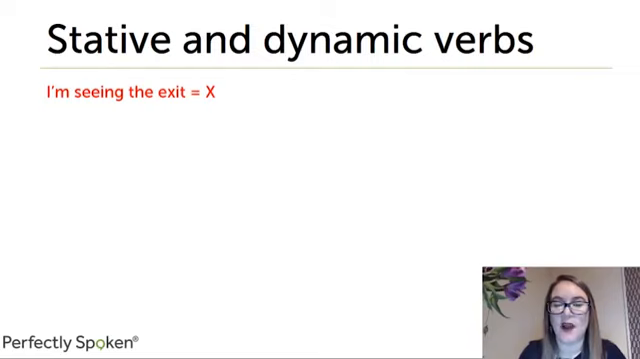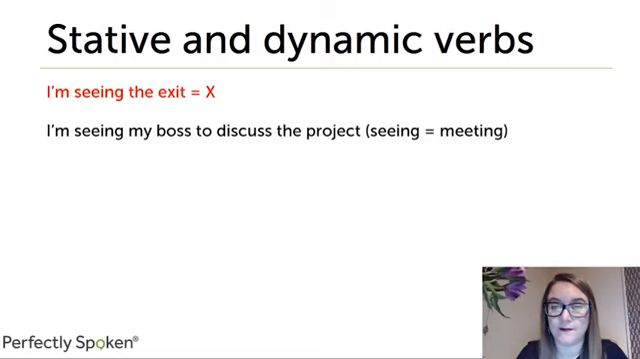Okay, so I'm seeing the exit. This is incorrect. Here, see is using your eyes. We don't use it in a continuous tense. I see the exit would be correct. However, look at the next example. I'm seeing my boss to discuss the project. Here, seeing used in a continuous tense has a different meaning. It means meeting my boss.